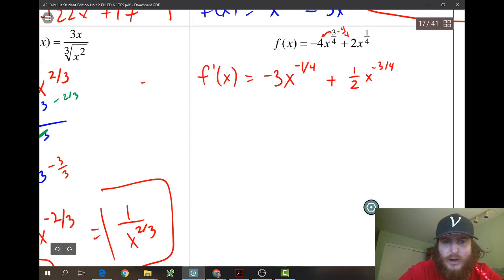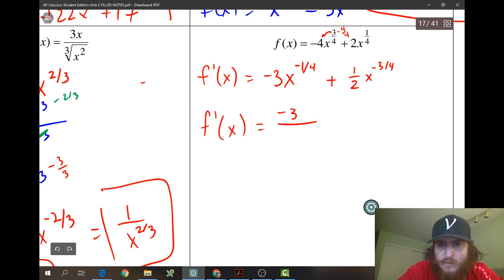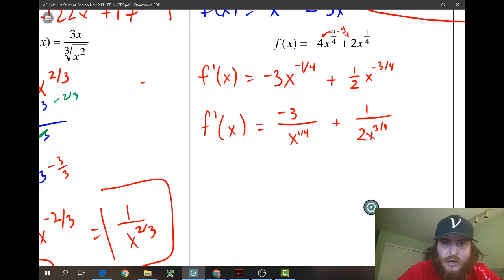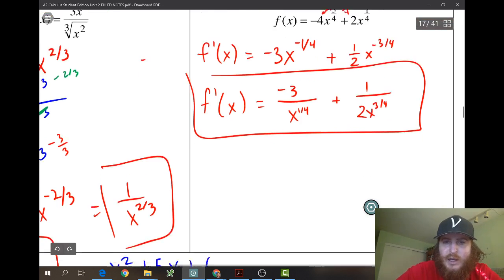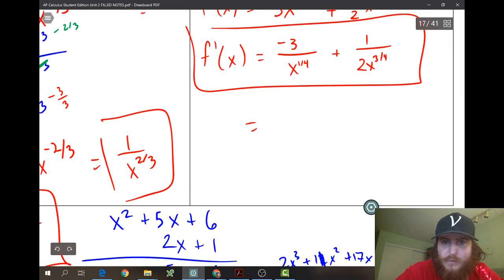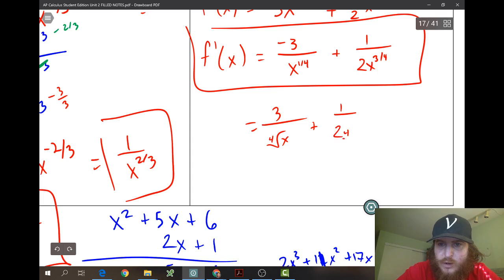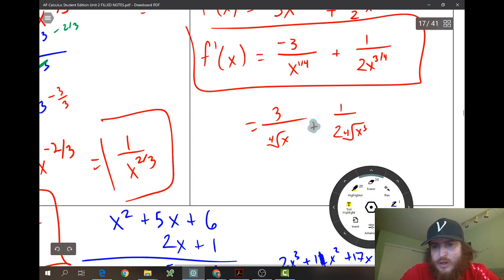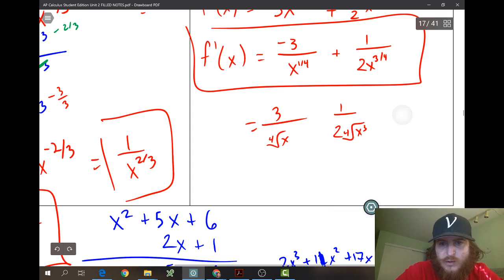Now, we never want to have negative exponents in our answer. So negative 3 over x to the 1/4 plus 1 over 2x to the 3/4, right? This goes to the denominator, there's a 2 there. So that's a perfectly fine answer. If you really wanted to put this in radical form, this would be negative 3 over the 4th root of x plus 1 over 2 times the 4th root of x cubed, and that could be your answer. I generally just leave it the way that the question was written.